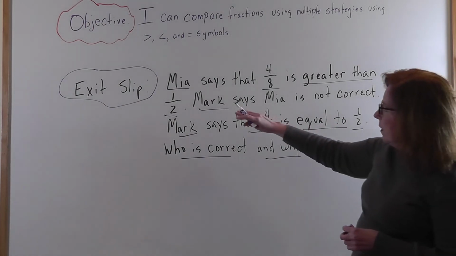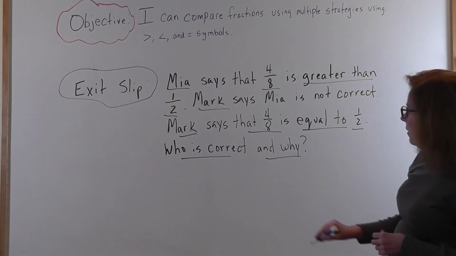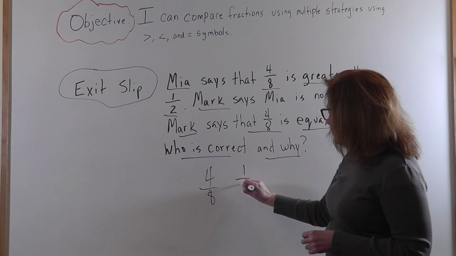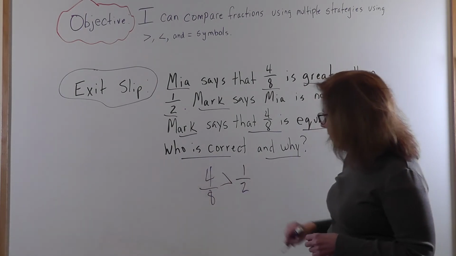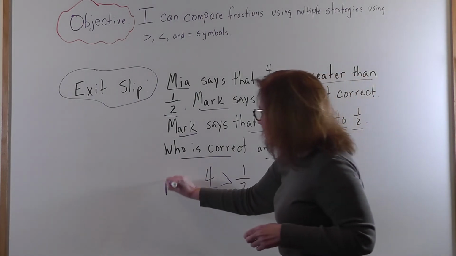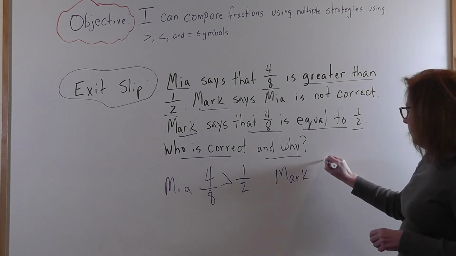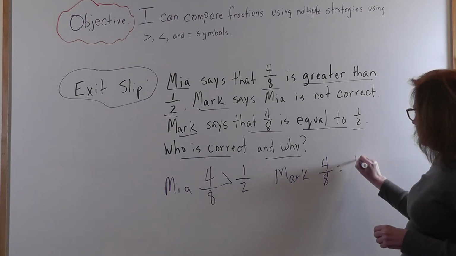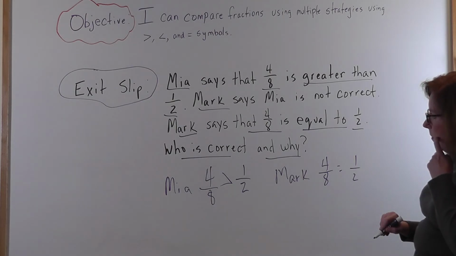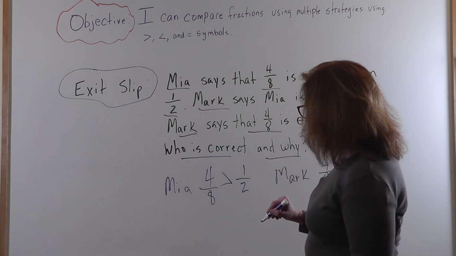Okay, so I'm going to work this out. Mia says that 4/8 is greater than a half. So she thinks it's this. Smaller number eats the larger number. Now Mark, so this is Mia. Mark says that 4/8 is equal to a half. So I need to figure this out.